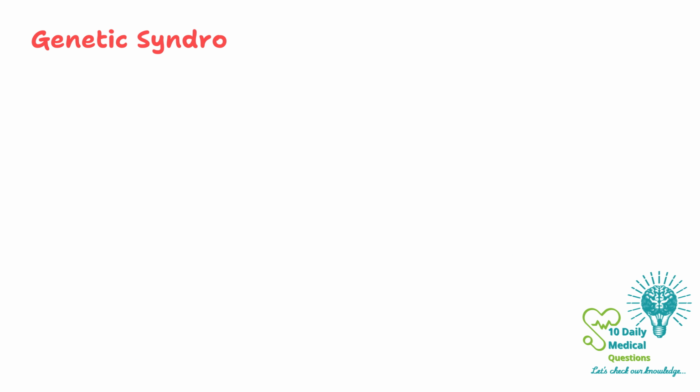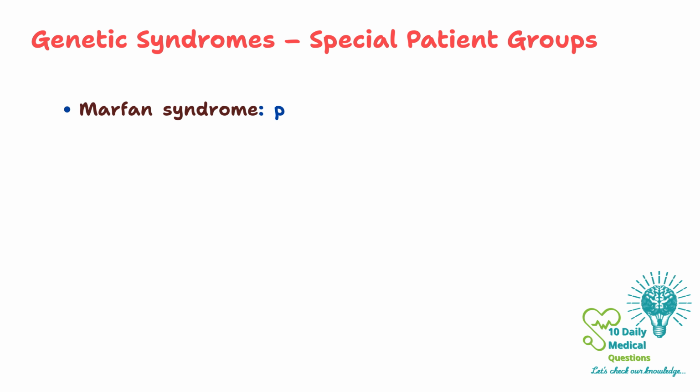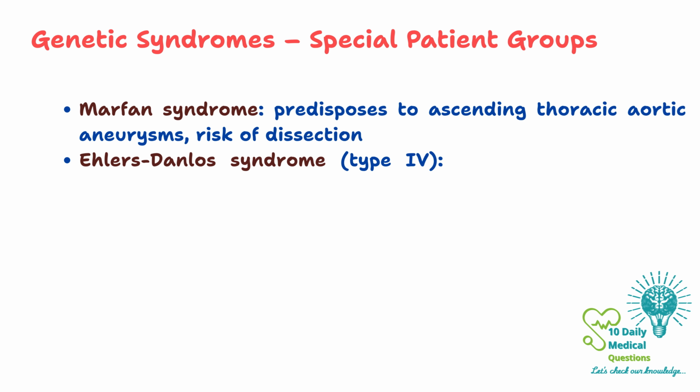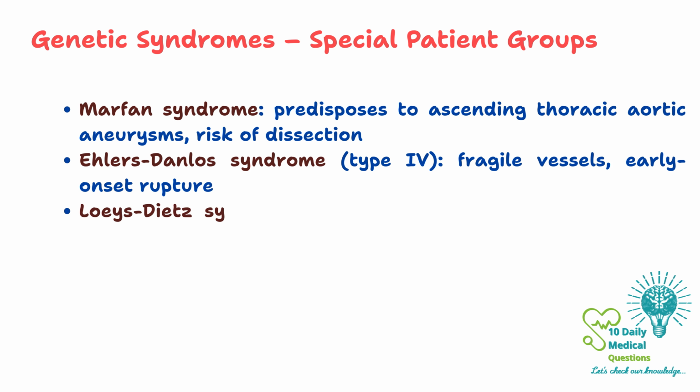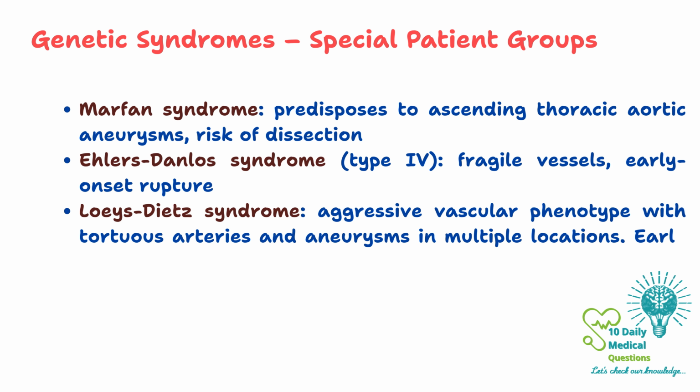Genetic syndromes, special patients. Let's talk briefly about some important inherited conditions. In Marfan syndrome, aneurysms typically affect the ascending aorta with a high risk of dissection. Ehlers-Danlos syndrome, vascular type, causes fragile vessels prone to spontaneous rupture, even at smaller diameters. Loeys-Dietz syndrome leads to aggressive aneurysm formation and arterial tortuosity. These patients often require early surgical interventions.